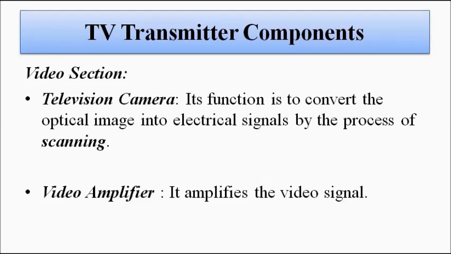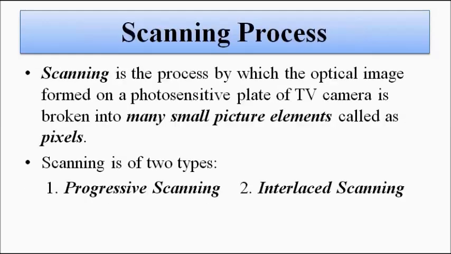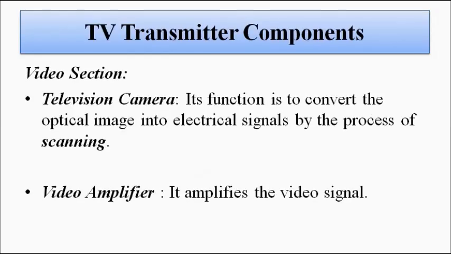process of scanning. What scanning essentially is: the optical image which is formed on a photosensitive plate, which is coated with some light sensitive material sensitive to optical radiations, is broken down into very small picture elements called pixels by an electron beam. We'll discuss the scanning in a separate video. For now, understand that the whole optical image formed on the photosensitive plate is broken down into small picture elements. That is called scanning. So the TV camera converts that optical image into electrical signals by the process of scanning the pixels, the picture elements.